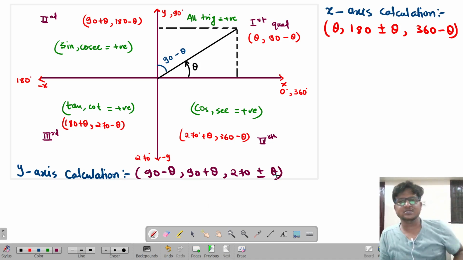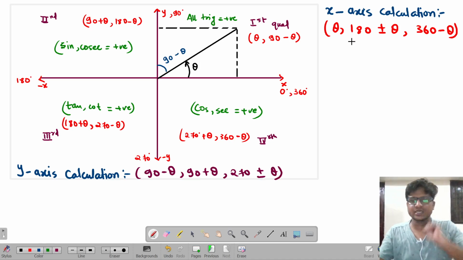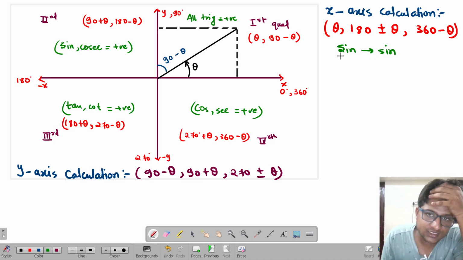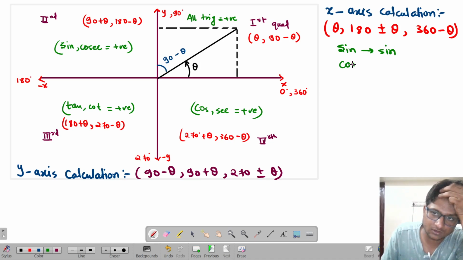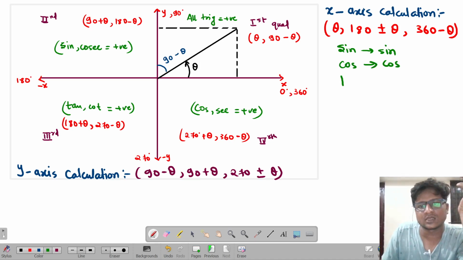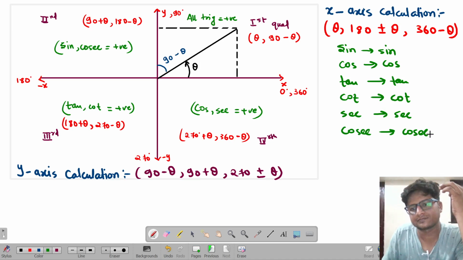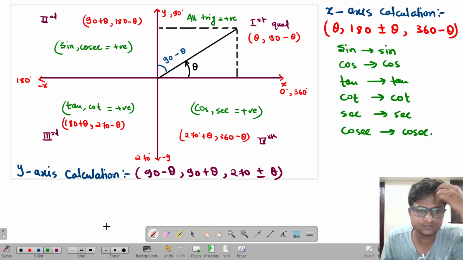If these are my calculations, then if it is an x-axis calculation, we will see that the trigonometric function never ever changes. It remains as it is. Means sine remains sine, cos remains cos, tan remains tan, cot remains cot, sec remains sec, and cosec remains cosec. Are you able to get me or not?